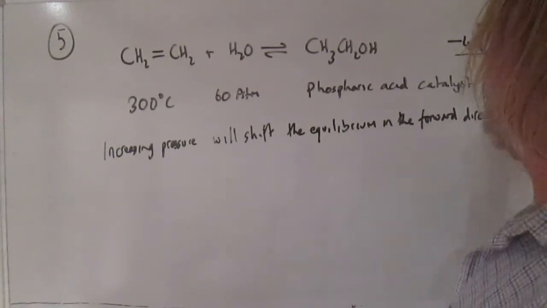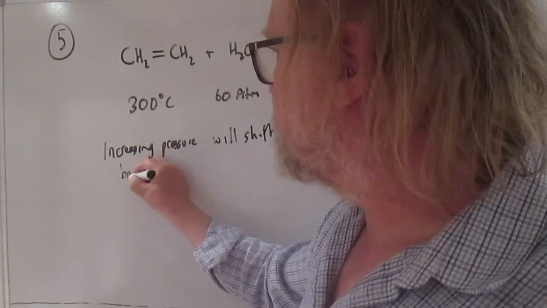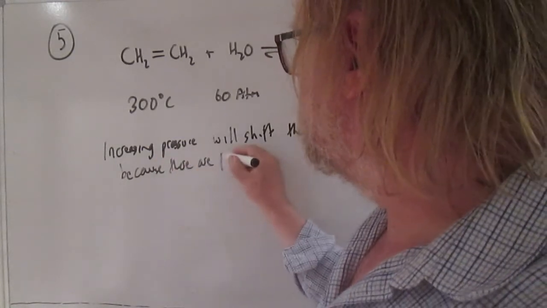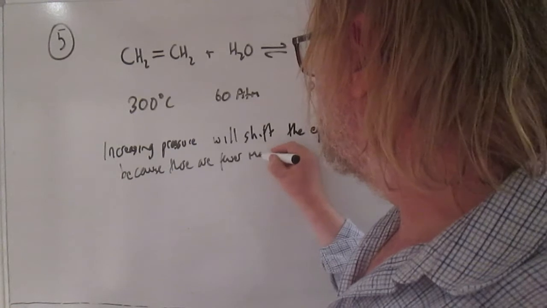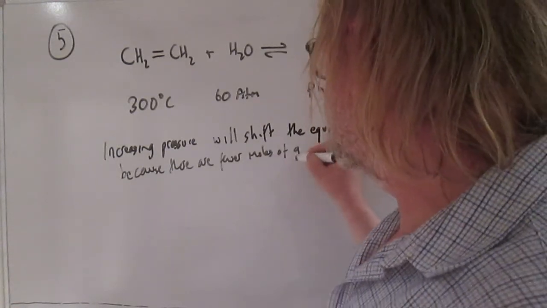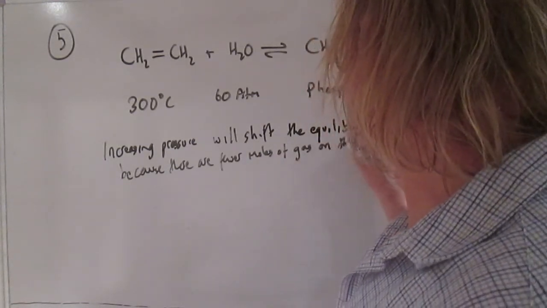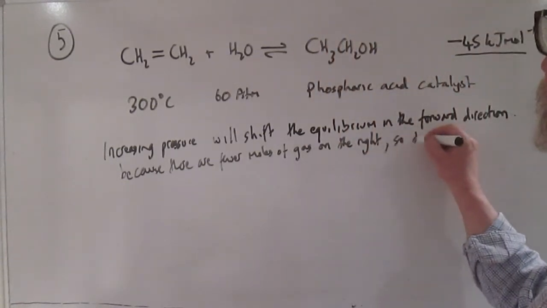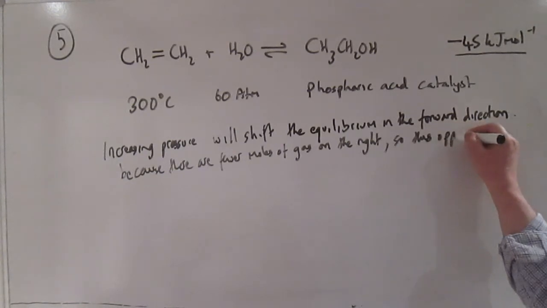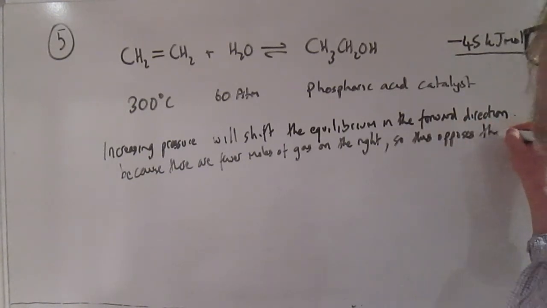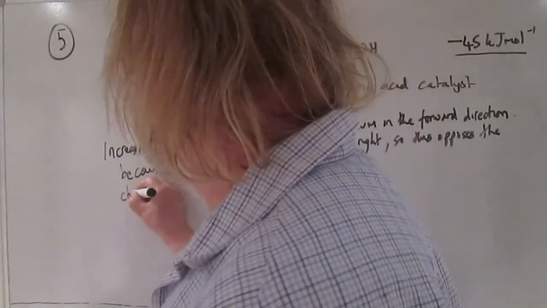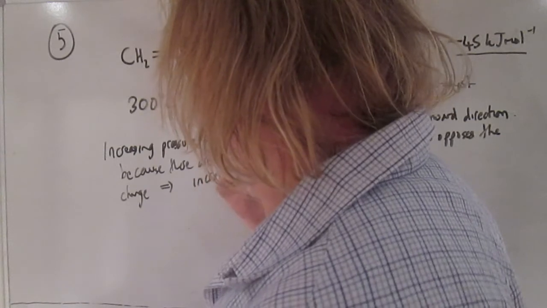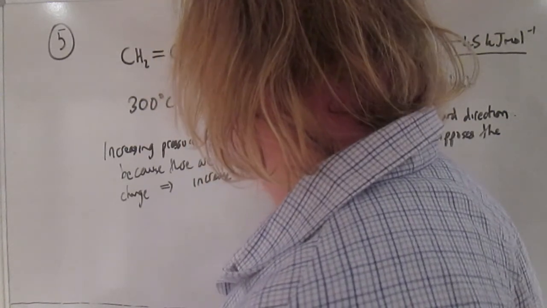And again, you have to say why, otherwise they'll think you guessed. Because there are fewer moles of gas on the right. So this opposes the change. And shifting in the forward direction will increase the yield of ethanol.